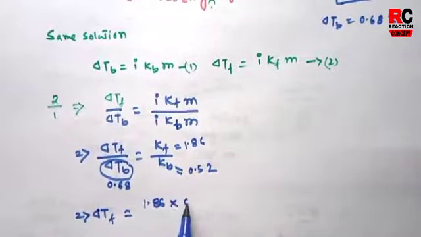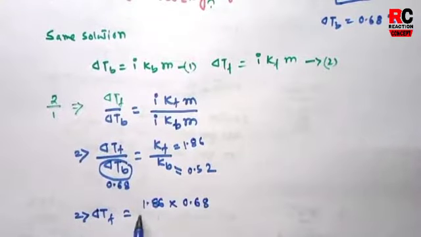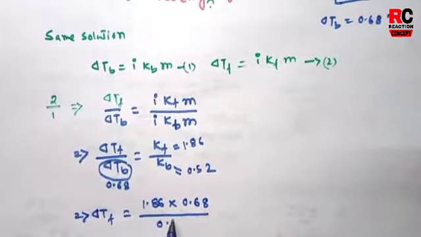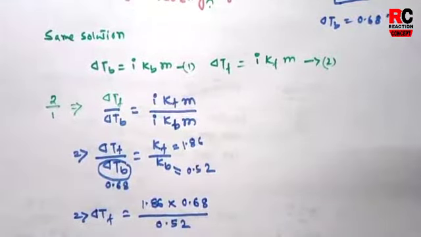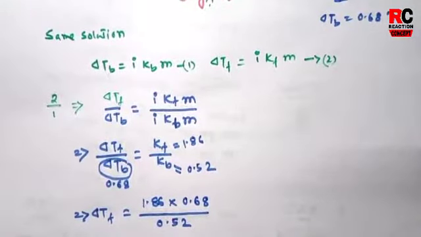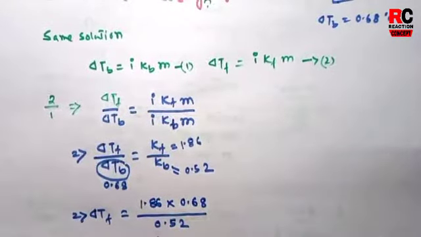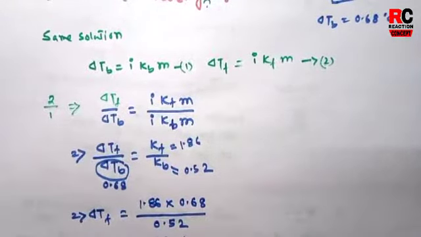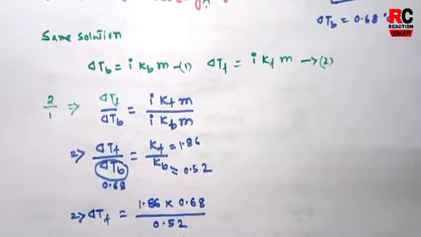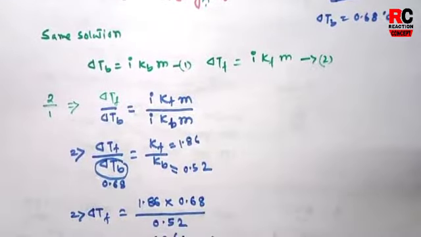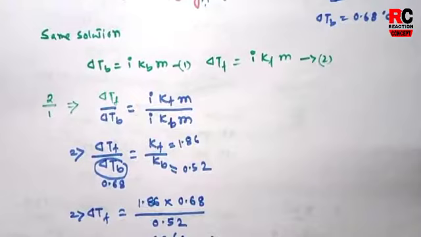So if we put 0.68, then ΔTf will come out to be 1.86 into 0.68 divided by 0.52. If we calculate this, it will be equal to 2.43. It could be degrees Celsius or Kelvin, whatever unit you like to put.